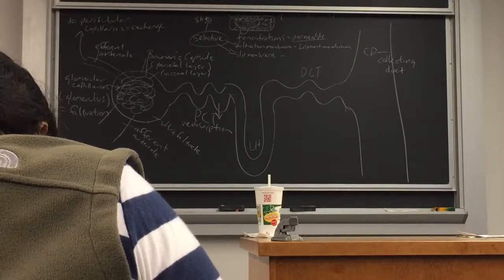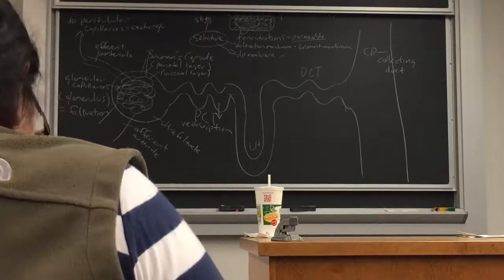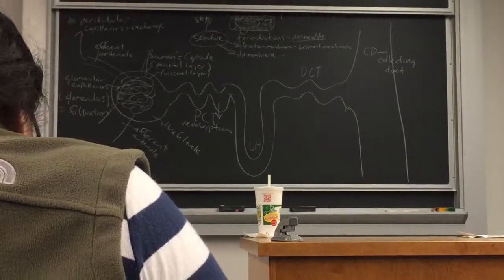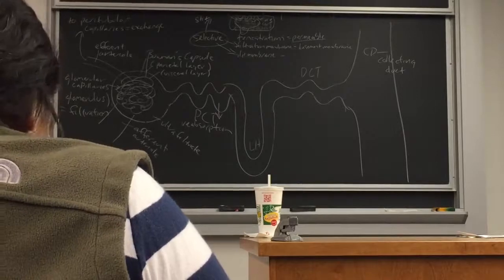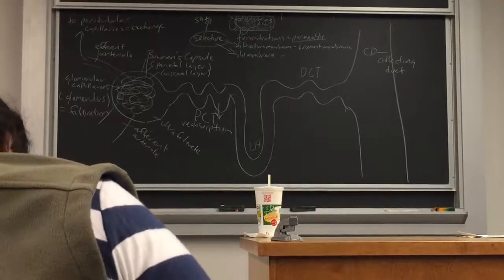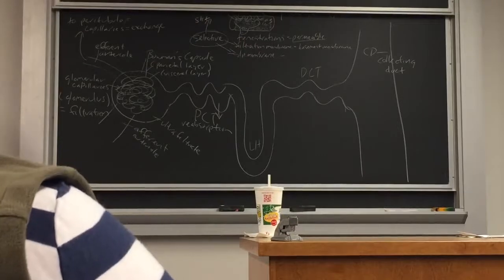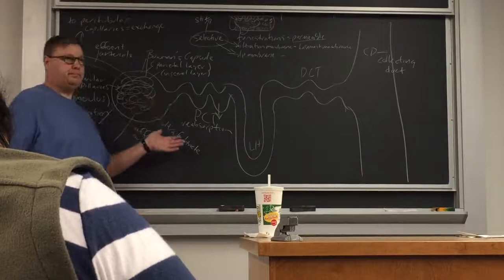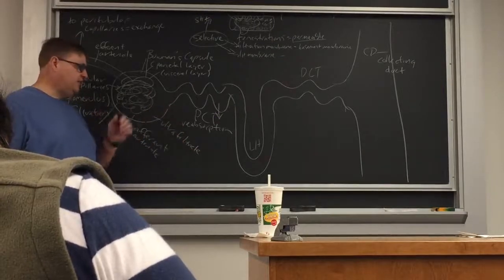Some of the reabsorption is passive and some of it is active. So not surprisingly, if you have active transport mechanisms, you need lots of energy, so you also need lots of mitochondria. So the proximal convoluted tubule has lots of mitochondria, and its job is primarily reabsorption. We'll talk a little more about it later, but that's good for now.